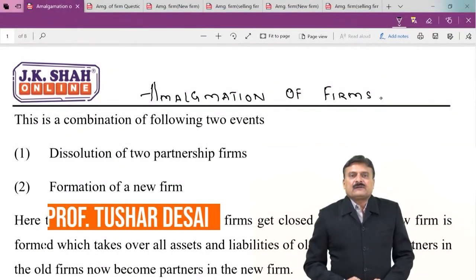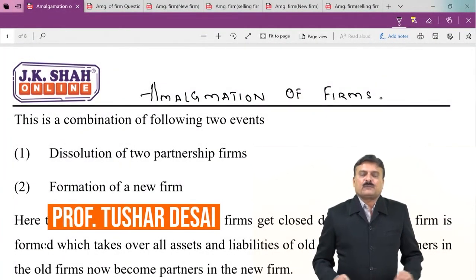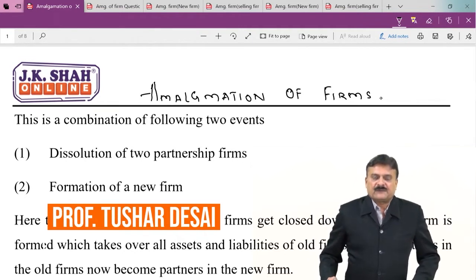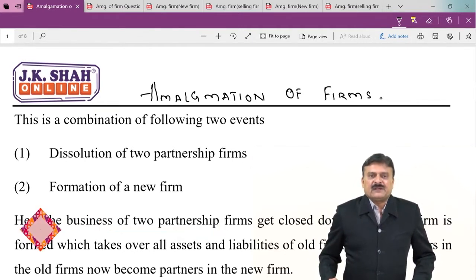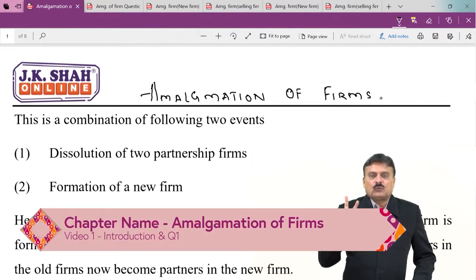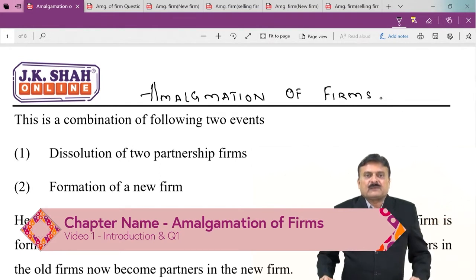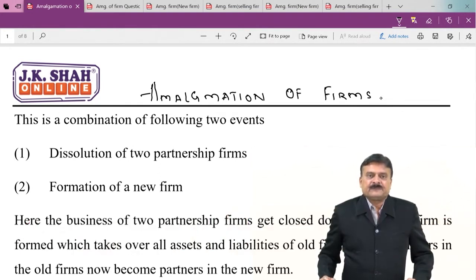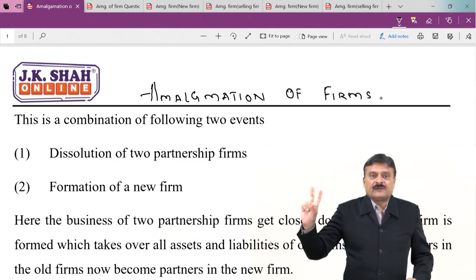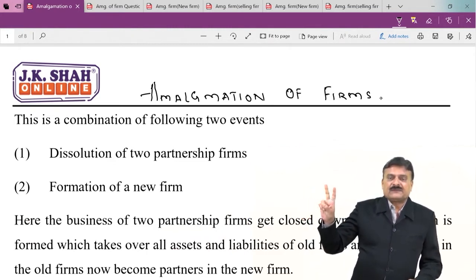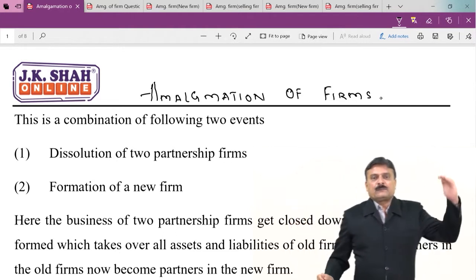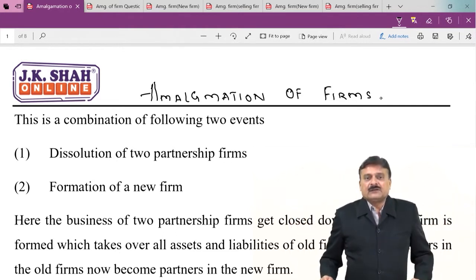We now take up the third part of partnership topic, that is amalgamation of firms. The name indicates when two or more than two partnership firms merge together to create a new firm, we call it amalgamation of firm. What does this mean? It includes closing down of at least two firms and incorporation of a third new firm which was previously not there in the market.